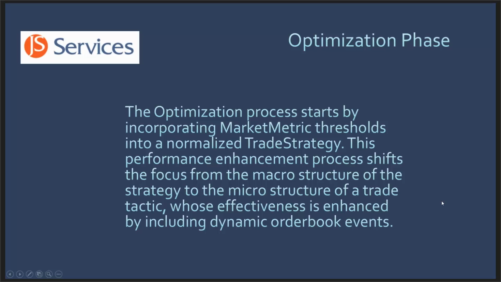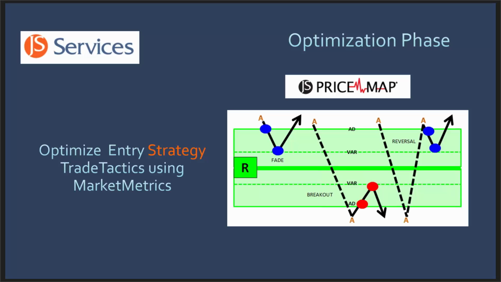I'll show you a little bit of that. So this is where the optimization process starts, by incorporating market metric thresholds into a normalized trade strategy. This performance enhancement process shifts the focus from the macro structure of the strategy to the microstructure of a trade tactic, whose effectiveness is enhanced by including dynamic order book events. And so we're optimizing our entry strategy and trade tactics using metrics.